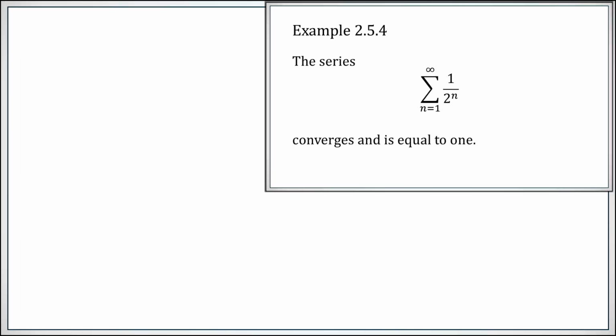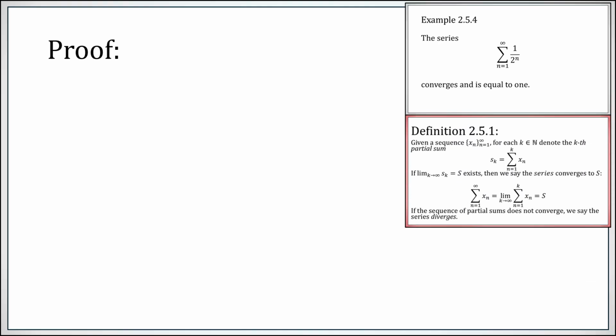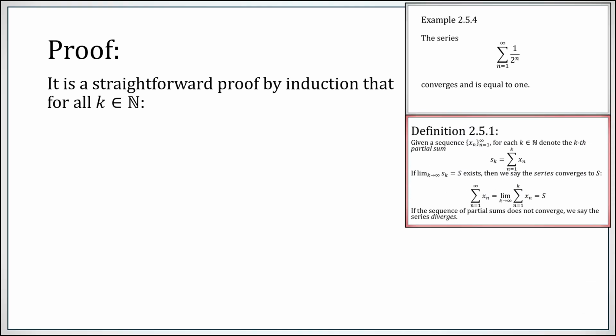So let's recall the actual definition of series convergence that will presumably be important. First, we're going to prove by induction that for every k, the kth partial sum is 1 minus 1 over 2 to the k.